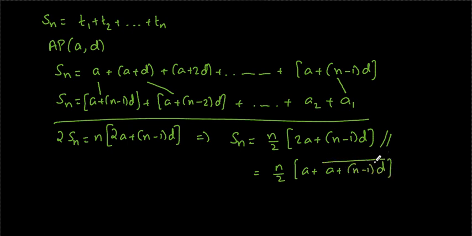If you look at this part, that's the nth term or the last term in the given set of n numbers. So we can write this as n by 2 into first term plus last term. So this is another formula for the sum of the first n terms of an arithmetic progression.